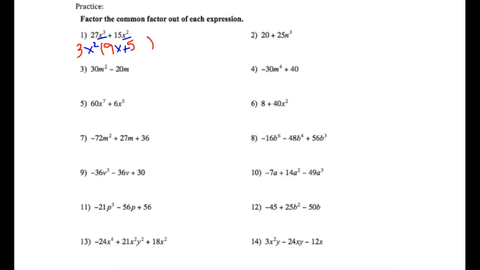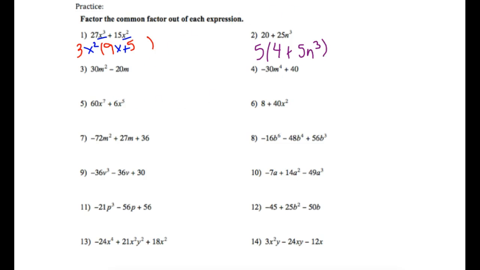The next one, 20 and 25. The number that 20 and 25 have in common is 5. And because the first part of this doesn't have a letter with it, I'm not going to actually factor anything out. 20 divided by 5 is 4. 25 divided by 5 is 5, and then I still have n cubed.